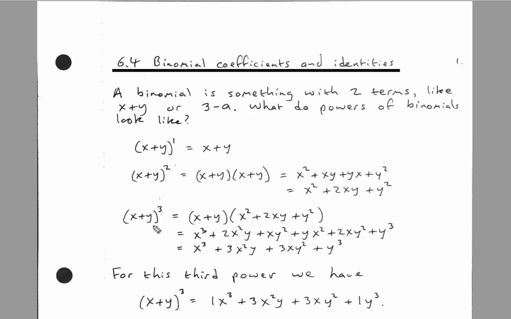How about the third power? Okay, so multiply the second power by another x plus y. Yeah, we can't FOIL it anymore, but it's more like distributing, so we get x times each of these, so that gives three terms, plus y times each of these gives another three terms. Okay, so 6 combinations.